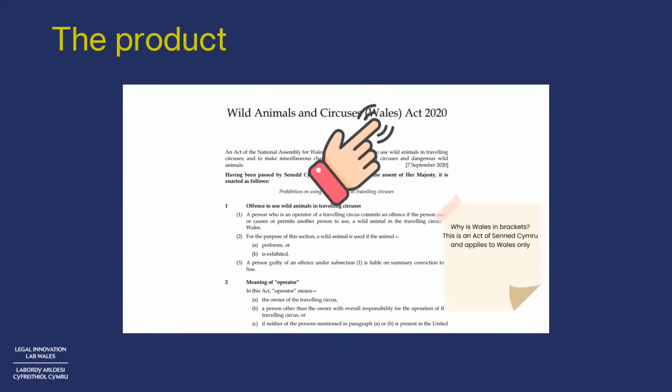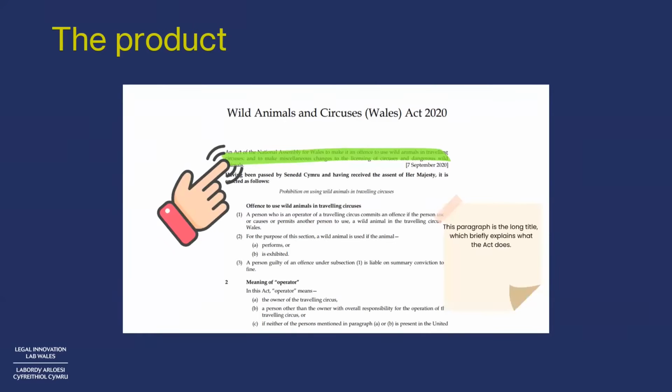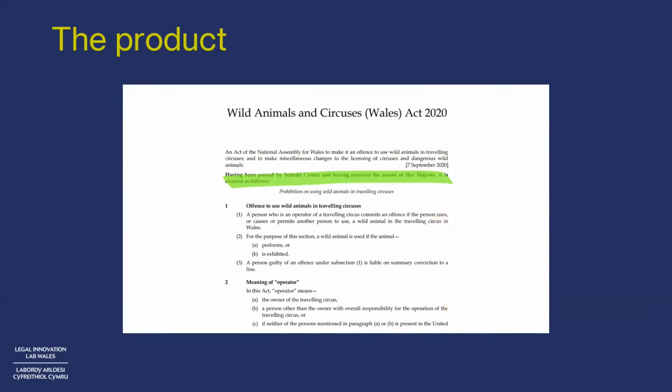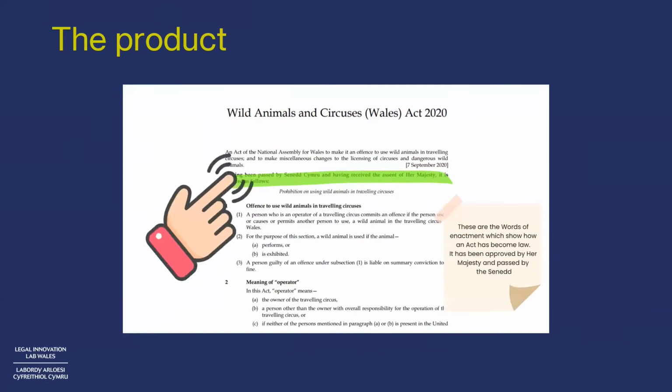Why is Wales in brackets? This is an Act of Senedd Cymru and applies to Wales only. This paragraph is the long title, which briefly explains what the Act does. These are the words of enactment which show how an Act has become law. It has been approved by Her Majesty and passed by the Senedd.